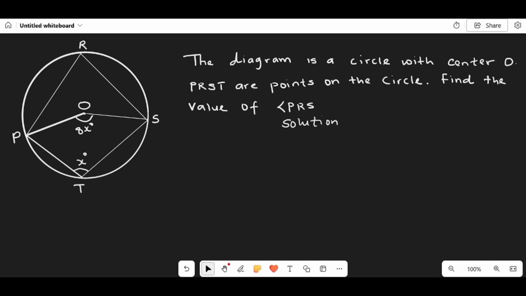Many students miss this question because they apply the wrong theorem. Let's solve it step by step and get the correct answer.